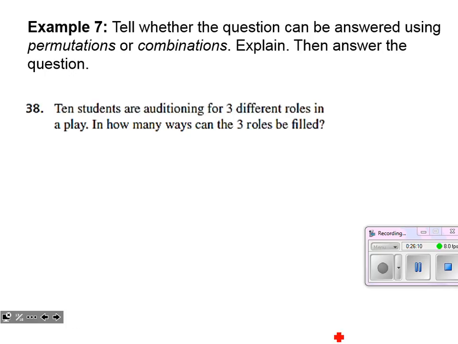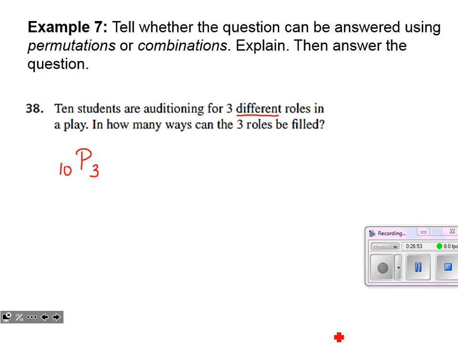So 38, 10 students are auditioning for 3 different roles in a play. In how many different ways can the 3 roles be filled? Now, 3 different roles. So when we choose that first person, we're choosing them to be the lead role, right? We're not just choosing 3 of them to be stagehands where their roles are all the same. We're choosing them to have different responsibilities. So this means that the order we choose those auditioners matters. So I've got 10 students, and I want to arrange 3 of them into the first part, second part, and third part. It's like finishing a race.